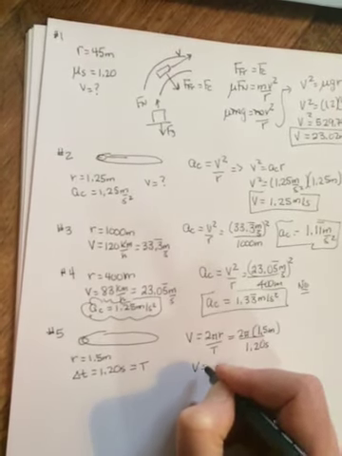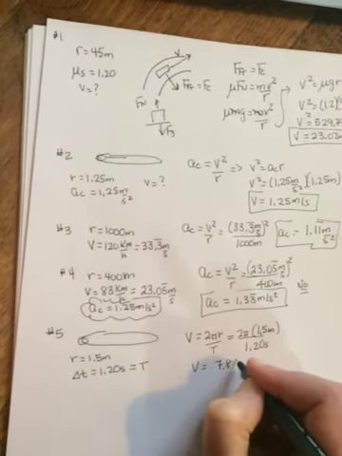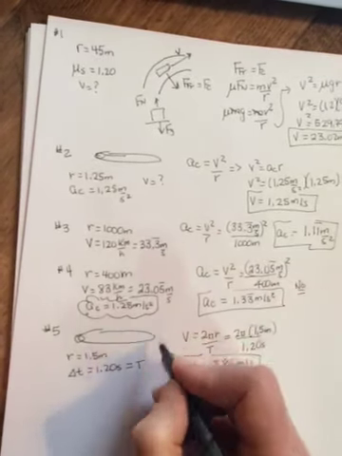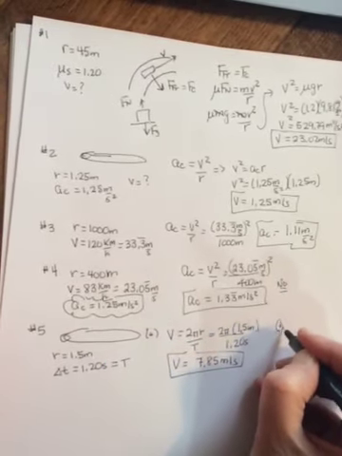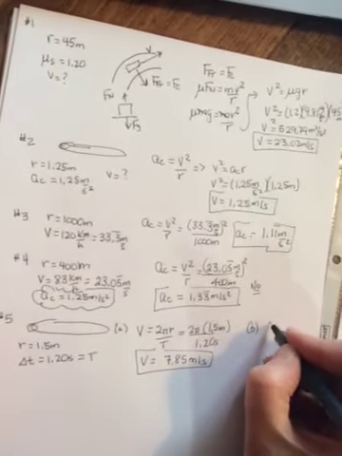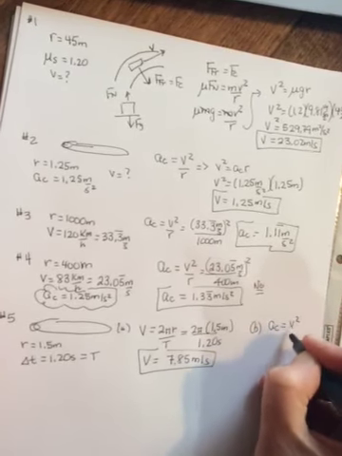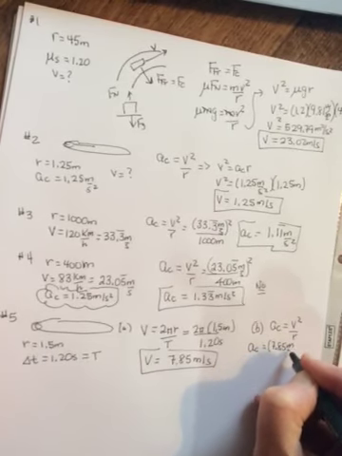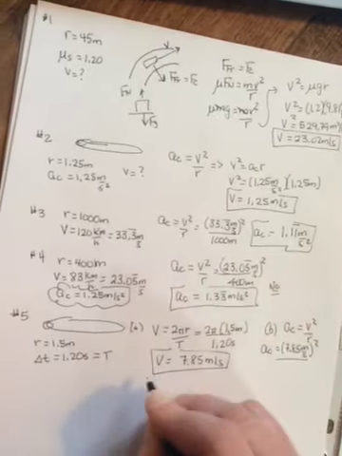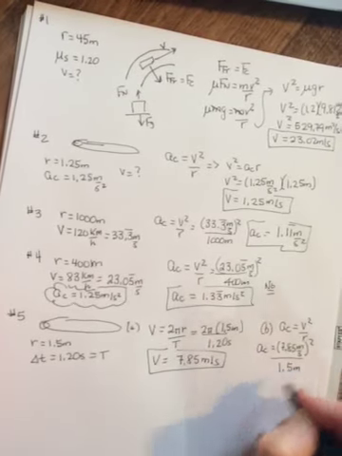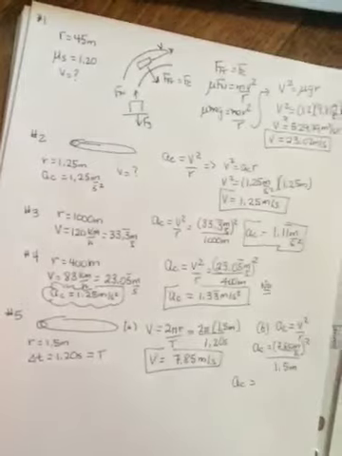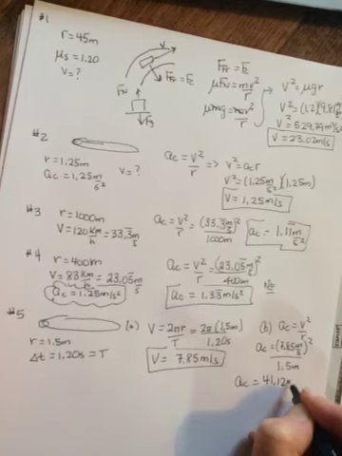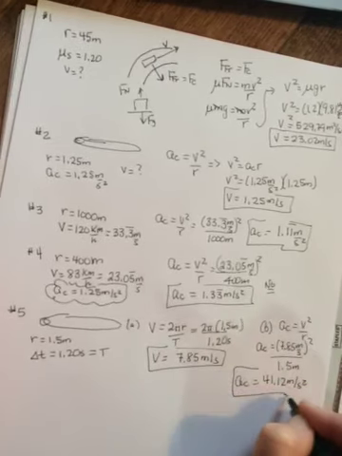And when you do this, you get a speed of 7.85 meters per second. And please use the pi button on your calculator so that it's not rounded. Part B says, what is the centripetal acceleration? So now that you have the speed, it's just going to be v squared over r. So that's 7.85 plus all the other digits in your calculator squared, and the r was 1.5 meters. Do the math, and you should get 41.12 meters per second squared for part B.